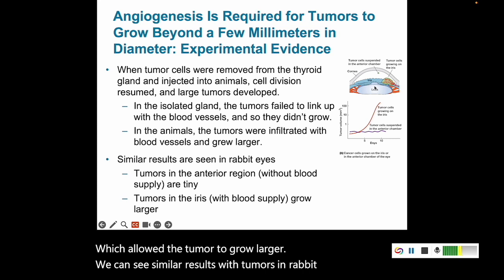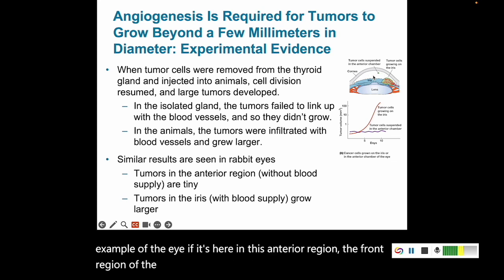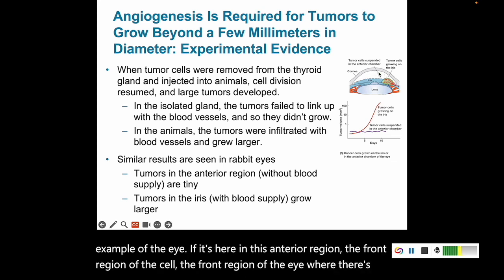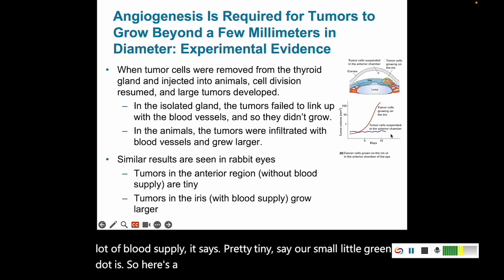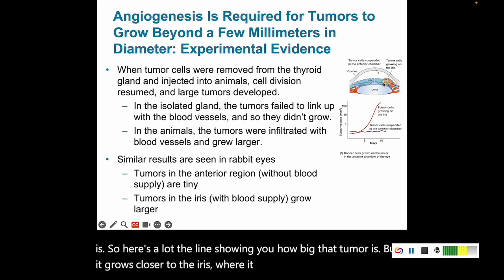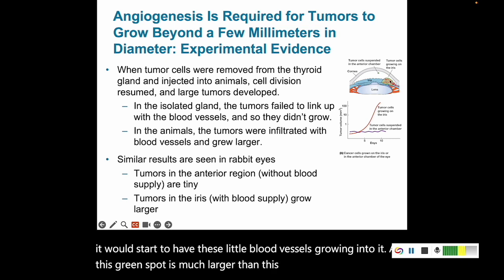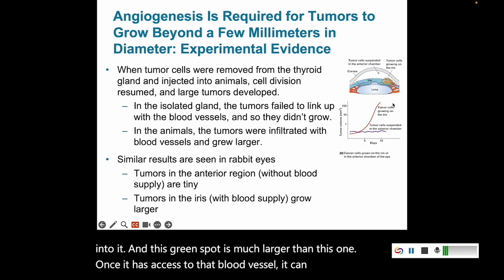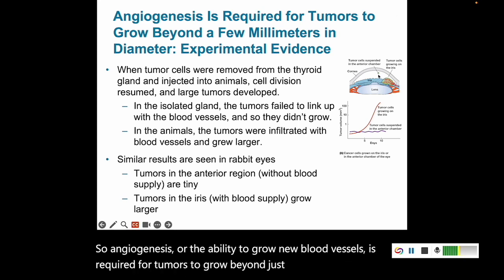So here's an example of the eye. If it's here in this anterior region, the front region of the eye, where there's not a lot of blood supply, it stays pretty tiny. See how small that little green dot is? So here's the line showing you how big that tumor is. But if it grows closer to the iris, where it has access to a blood supply, so it starts having these little blood vessels growing into it, this green spot is much larger than this one. Once it has access to that blood vessel, it can grow larger. So angiogenesis, or the ability to grow new blood vessels, is required for tumors to grow beyond just this couple of little millimeters big.